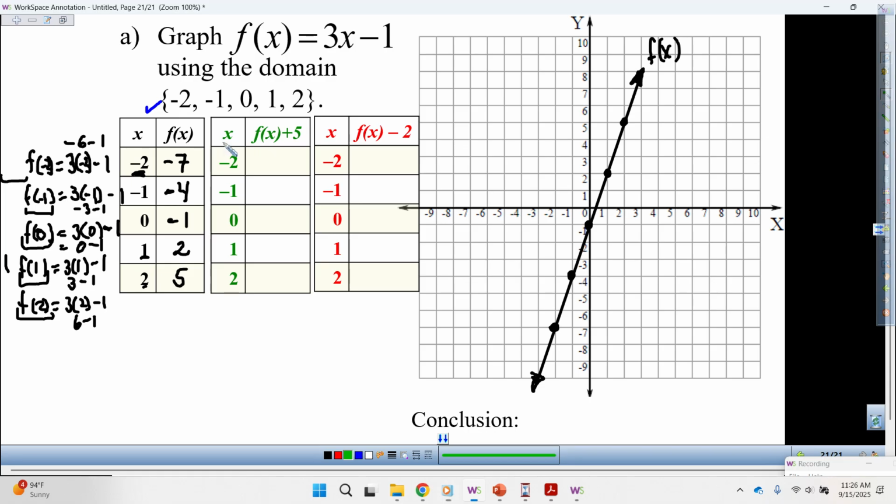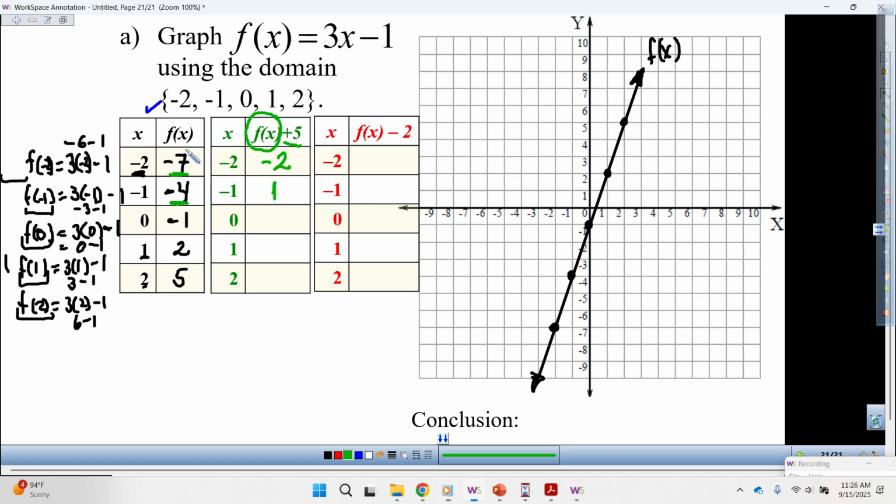The second table says, same input, negative 2, negative 1, 0, 1, and 2. Is that the same as this? Yes. But the second part says, take what f of x was and add 5. So let's go with the first value, negative 2. What was f of x? Negative 7. If we add 5, that gives us negative 2. Fill that in, please. Next, let's do it again. At negative 1, what was f of x? f of x was negative 4. Well, if we add 5 to negative 4, that gives us what? Positive 1.